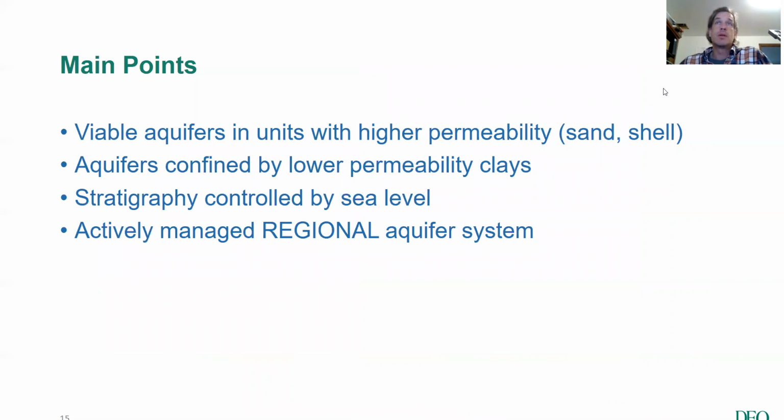So the main points of this talk are that viable or productive aquifers in the coastal plain are made up of units with higher permeability: sand, shell, sometimes that reef material or moldic limestone. And aquifers are confined by lower permeability clays. They act like walls to a pressurized pipe, and these clays confine the system and pressurize it.